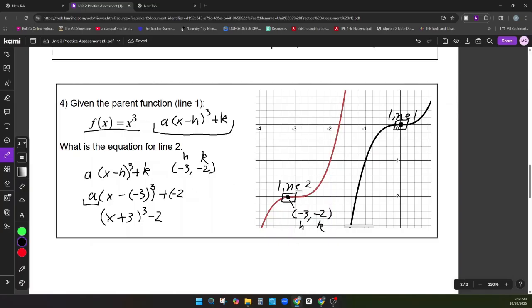I look at my a to make sure what my a value is. So normally I go over 1, up 1. Let's see if that's true. So I go from -3 to -2. That's over 1. And then I go up 1. My a value is still going to be equal to 1. And this is my equation.